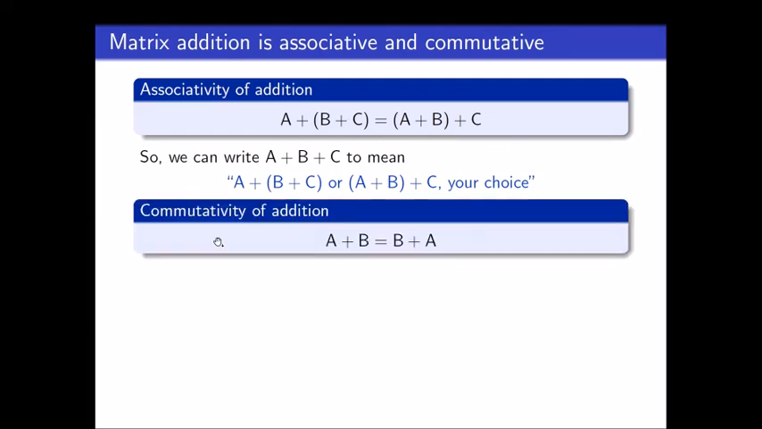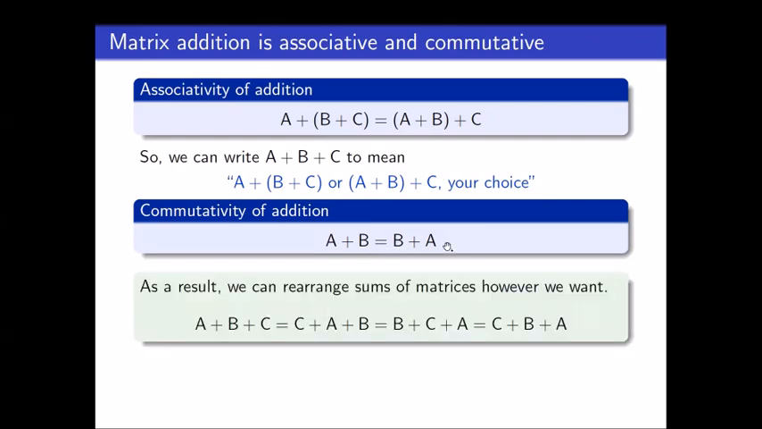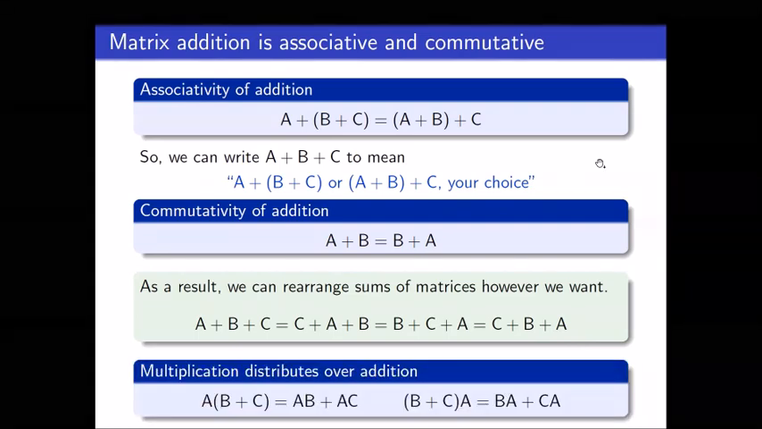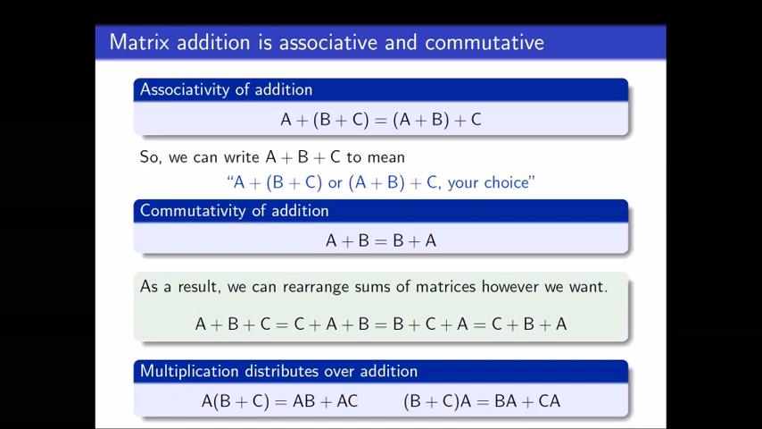The next property is the commutativity of addition. So remember, in the last video, we saw that matrix multiplication wasn't commutative at all. However, matrix addition is commutative. So if we have A plus B, that's the same as writing B plus A. And using associativity and commutativity of addition, we find out that we can actually arrange any sum in any possible way we want.